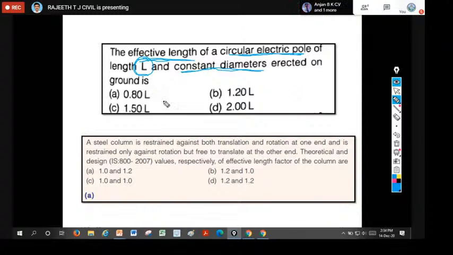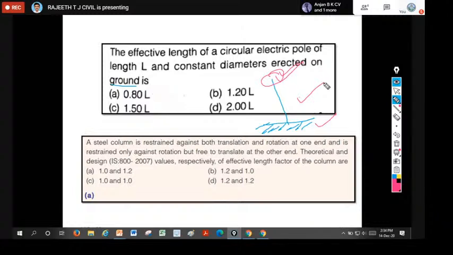According to the steel structures code, what is the effective length? If you represent this figure in the form of support conditions, an electric pole erected on the ground means the member is provided with fixity at the ground. What about the other end? The other end is free; we have not provided anything there. So the first end is restricted against rotation and translation, whereas the other end is not restricted. It is free for translation and rotation. Therefore, it comes under the cantilever case, so our answer is 2.0 L. Option D is the correct answer.